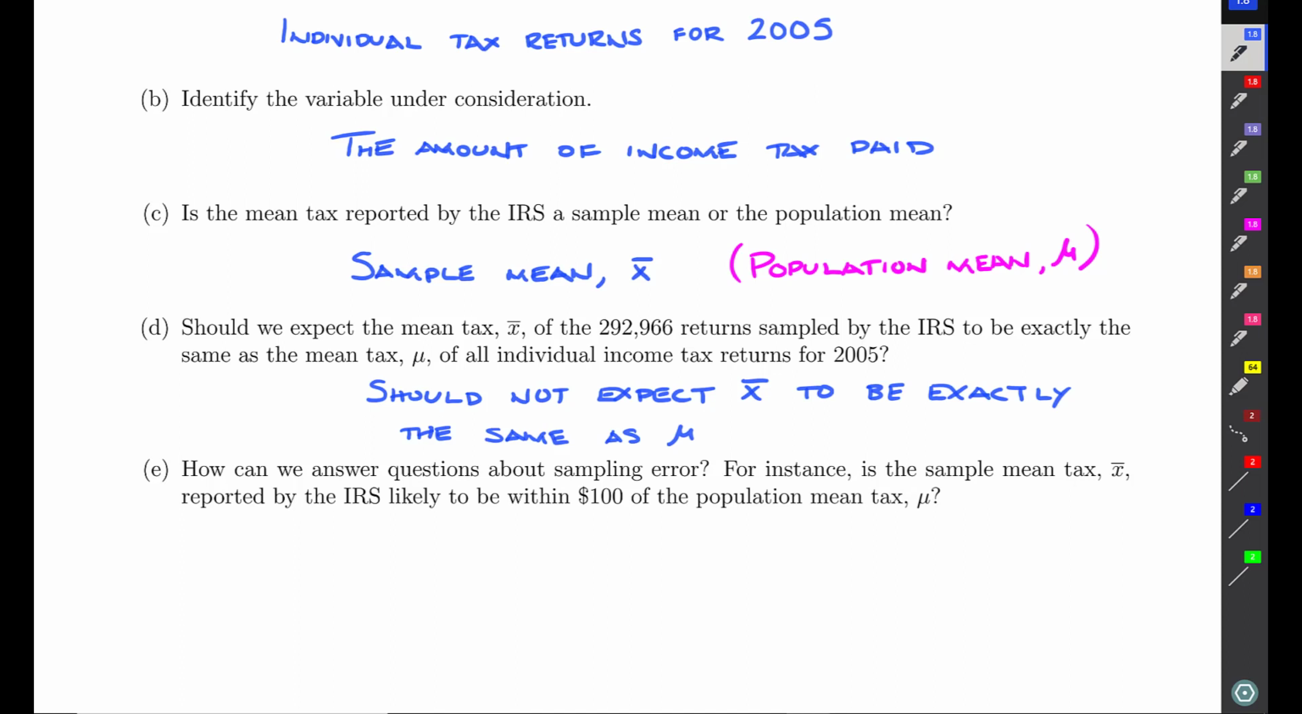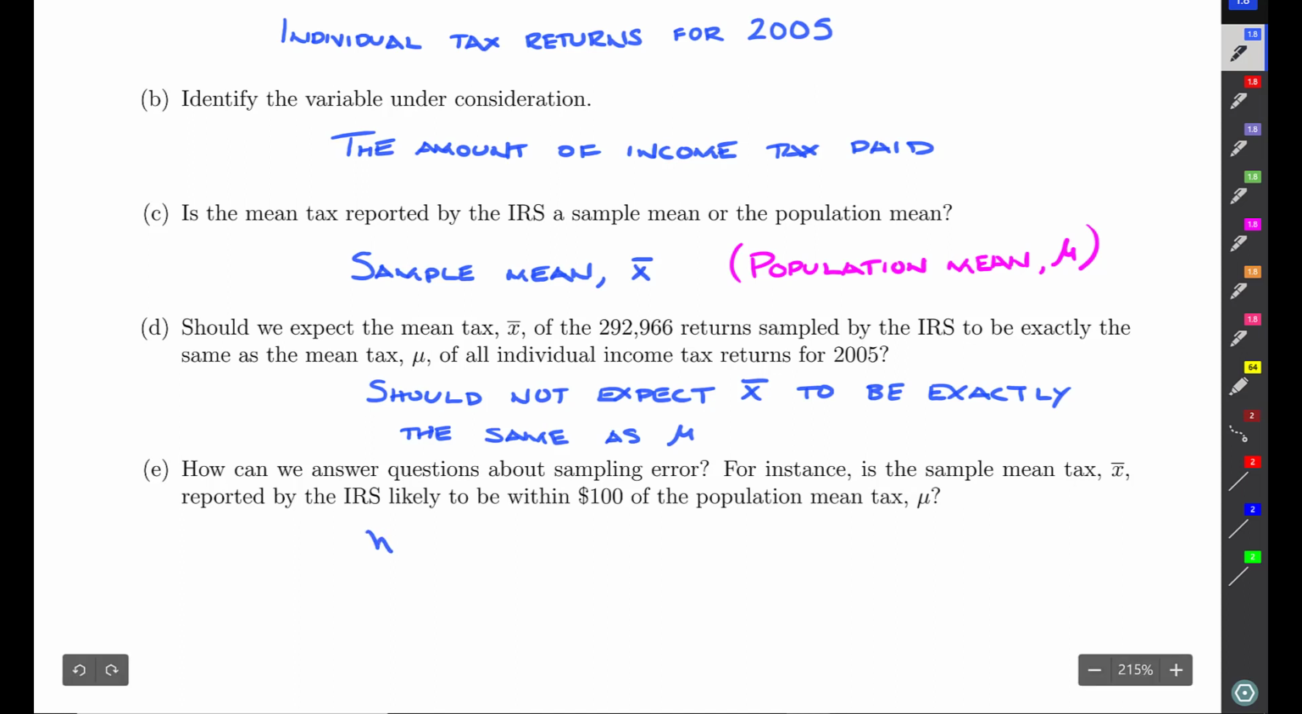I can't even begin to think of the number of possible samples of this size out of the 130 million returns that are possible. You could type it in the calculator, but I feel like you would get an overload error, because there are going to be a very large number of samples of size 292,966 out of the 130 million returns. So when it says part E, how can we answer questions about sampling error? For instance, is the sample mean tax reported by the IRS likely to be within $100 of the population mean?